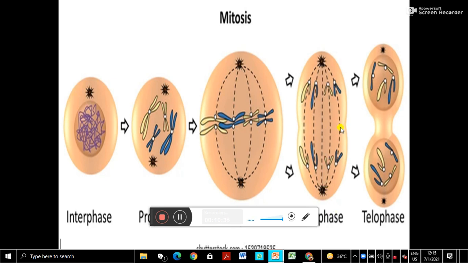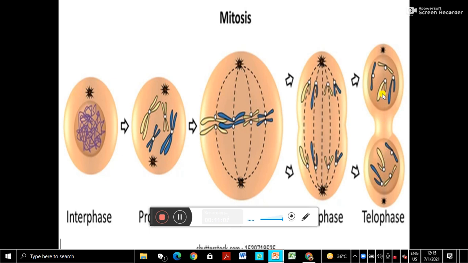Then comes the fourth phase, that is called telophase. So in telophase, the first thing is that the nuclear membrane reappears. It is just the opposite of prophase. So here the nuclear membrane reappears, and the nucleolus also reappears. You can draw the nucleolus also here, and these chromatids become chromosomes in both the poles.